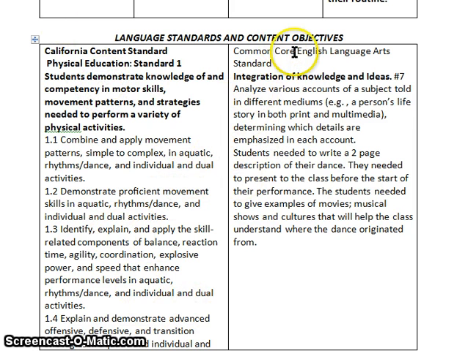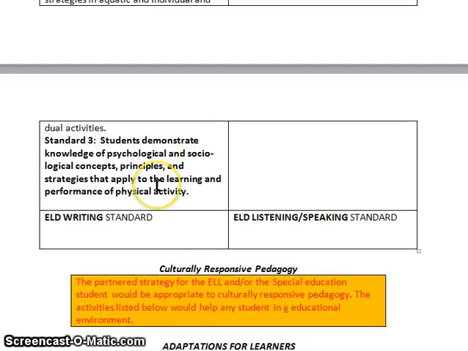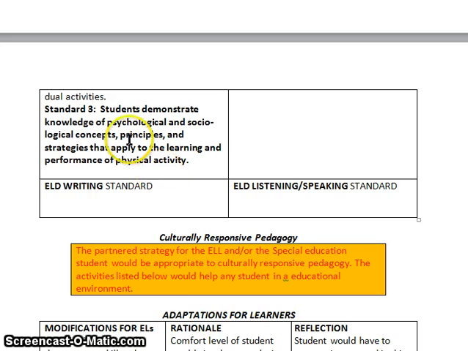The English standard that they also covered, the Common Core English Language Arts standard, was that the students needed to write a 2-page description of their dance. They needed to present to the class before the start of their performance. The students needed to give examples of movies, musical shows, and cultures that will help the class understand where their dance originated from. So there's a lot of work in this project. And there's standard 3.